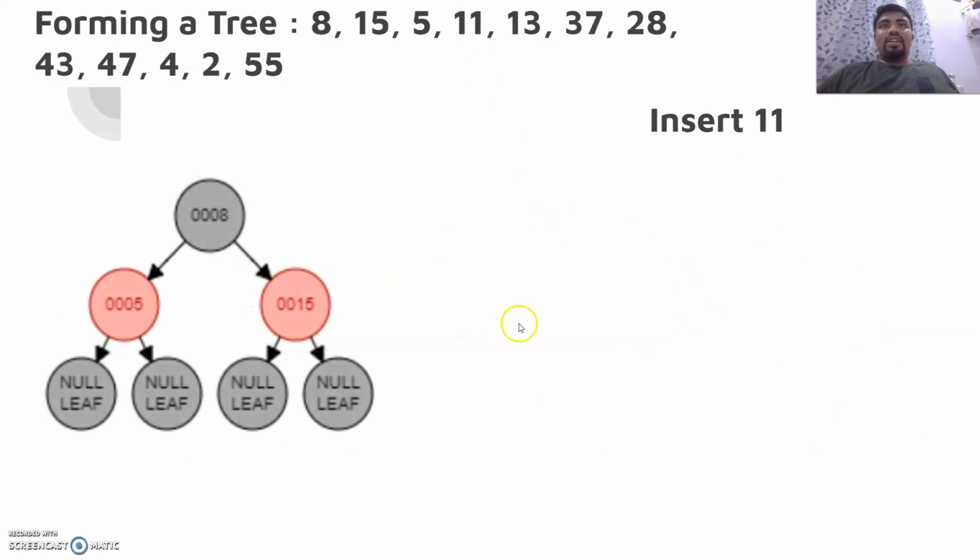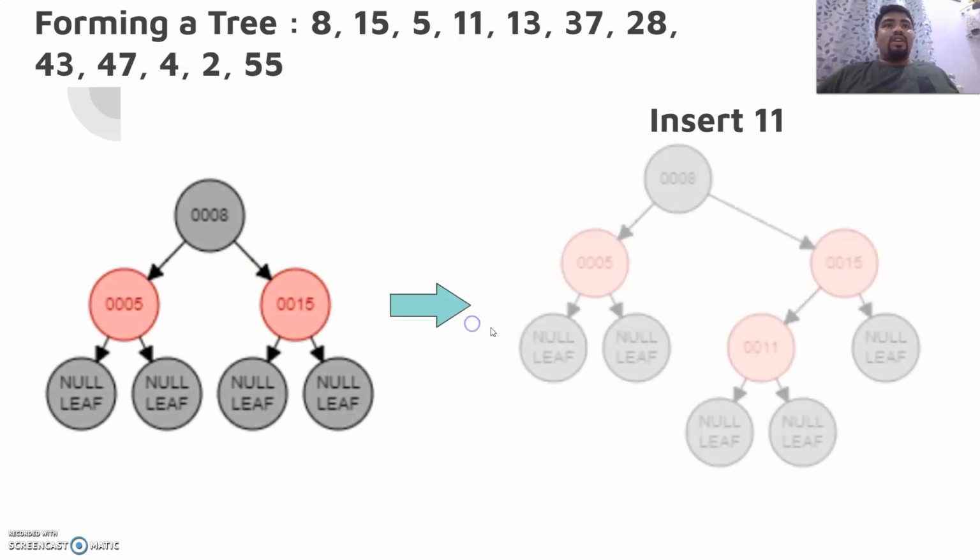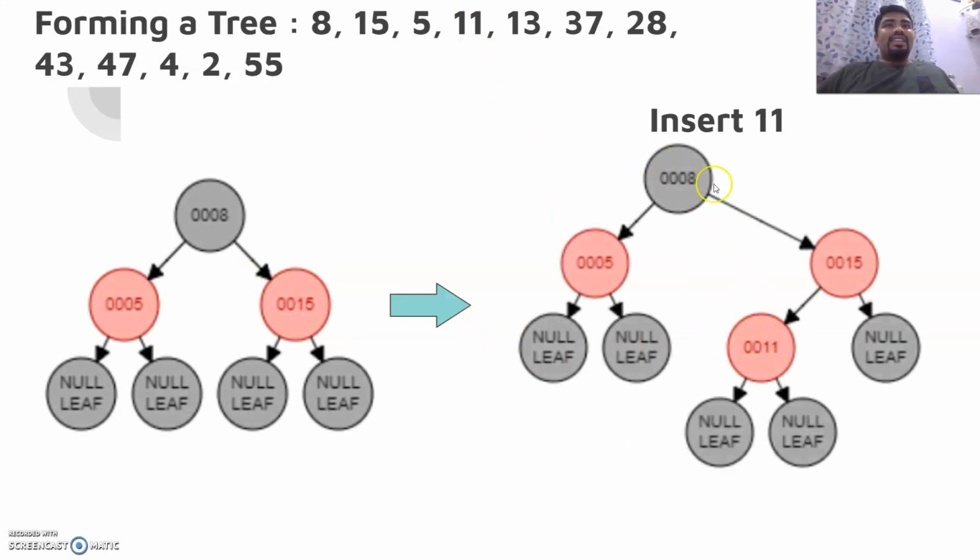So let's check how we insert 11. Now, when we insert 11, as 11 is greater than 8, it goes to the right. As it is less than 15, it comes to the left. But now, here we see that we have a red-red conflict. So how should we proceed?